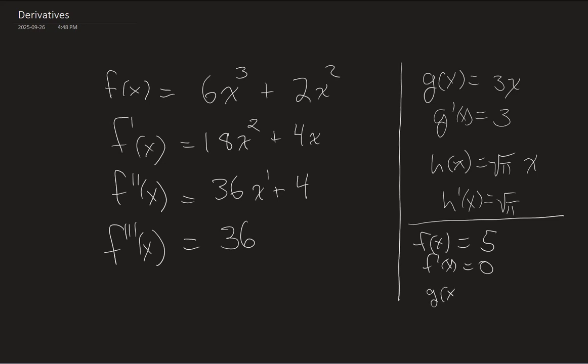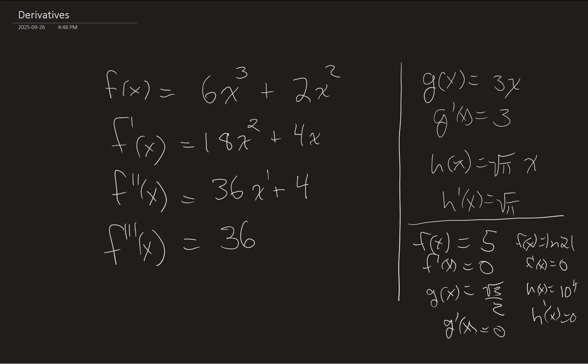So if I had f of x equals 5, f prime of x equals 0. G of x equals the square root of 3 over 2, g prime of x equals 0. F of x equals the natural log of 21, that's still just a number, f prime of x is 0. H of x equals 10 to the 4th, that's just a number, h prime of x equals 0.